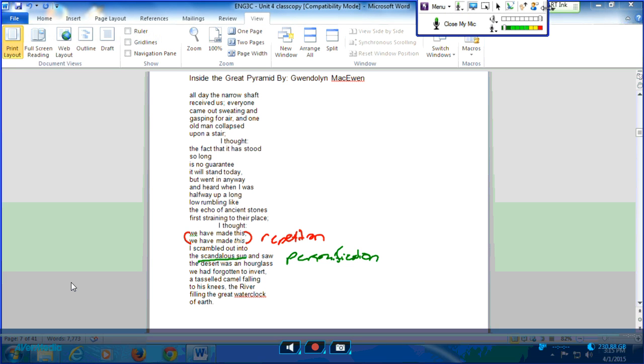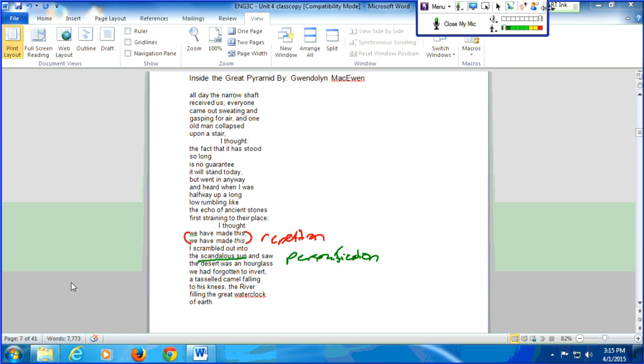We have another right below that. We have a metaphor where it says the desert was an hourglass. It's a metaphor. So far we have 3 right there: repetition, personification, metaphor.